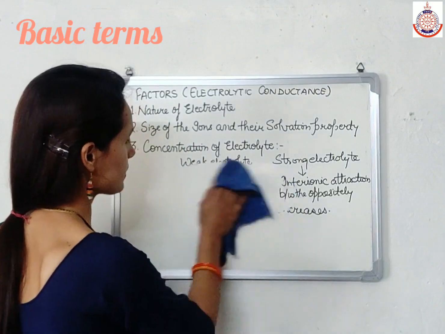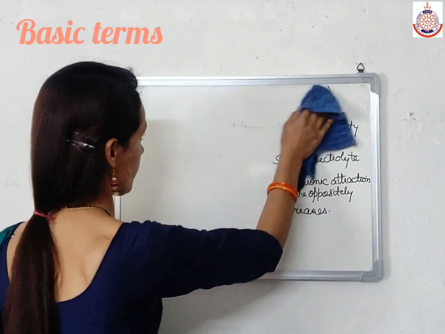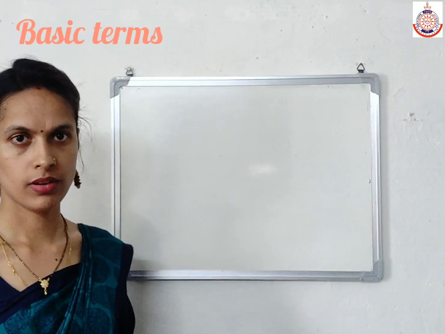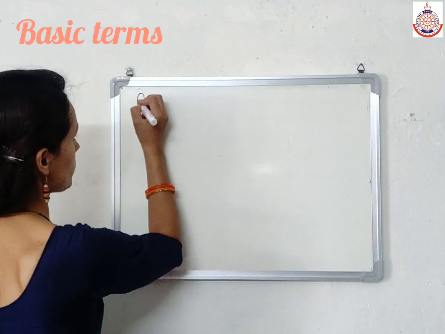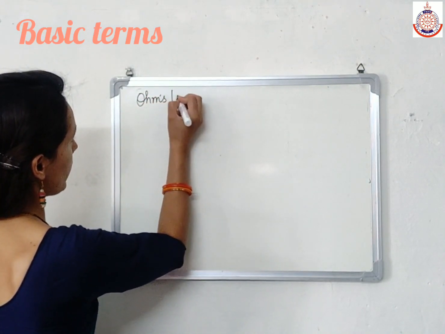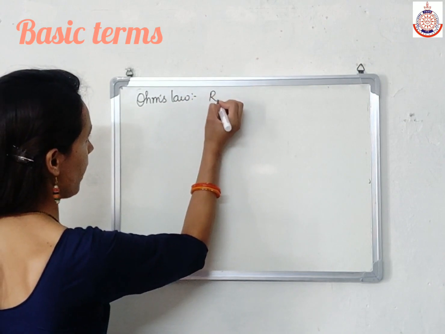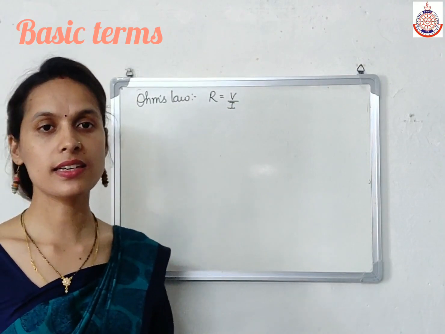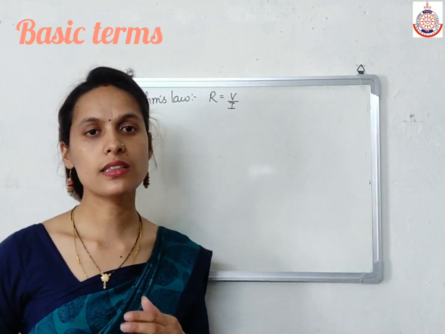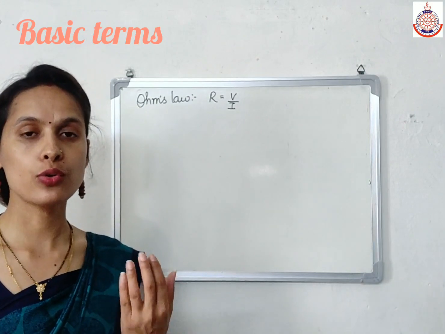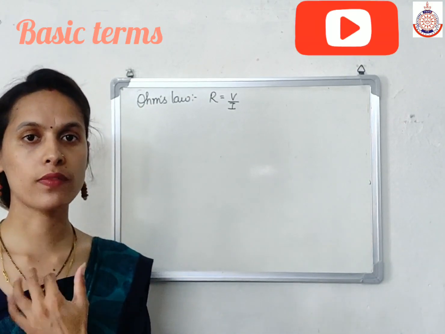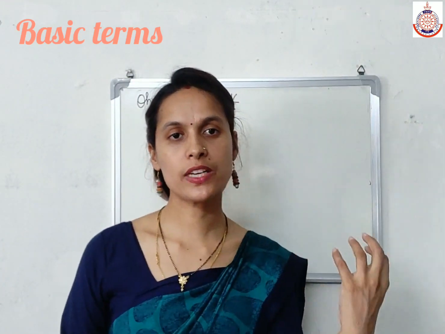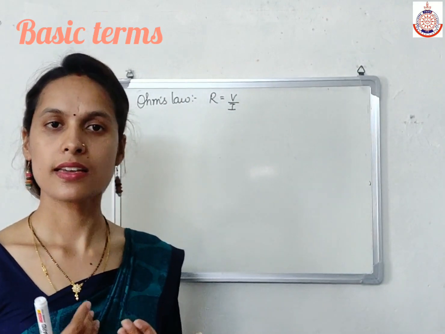Now we'll study some other terms. In 10th, in physics, we have studied Ohm's law. In Ohm's law, we have studied that R equals V upon I, where R is the resistance. Now what is resistance? Resistance is actually the property of a material to prevent the flow of electrons. That is resistance, the property of any element to prevent the flow of electrons.